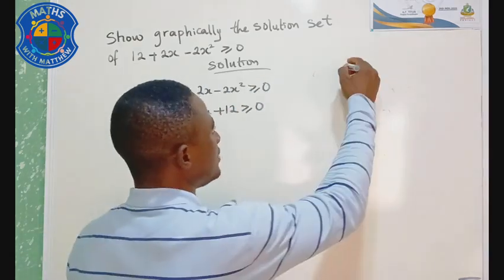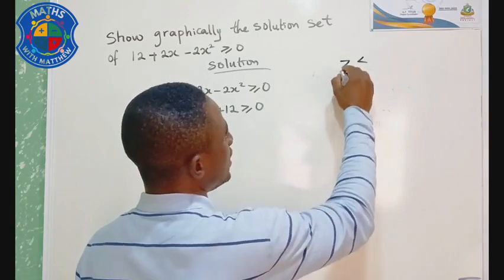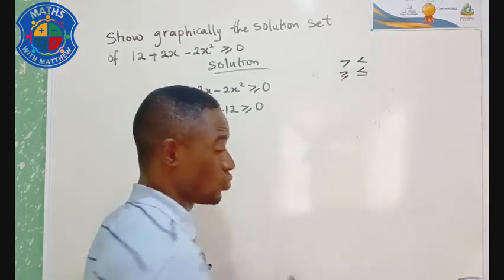If it is greater than, it will change to less than, and if it is greater than or equal to, it will change to less than or equal to, right?